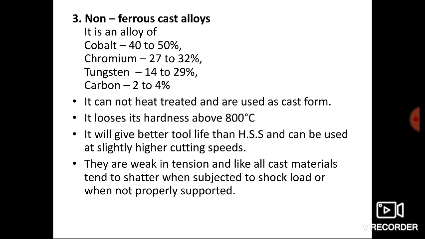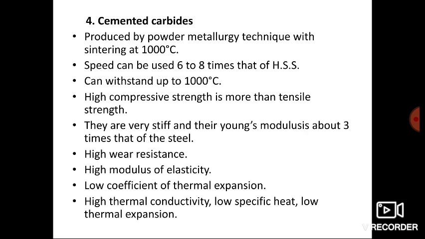It will give better tool life than high speed steel, and it can be used at slightly higher cutting speed. They are weak in tension, and like all cast materials, tend to shatter when subjected to shock load or when not properly supported. The next material is cemented carbide.